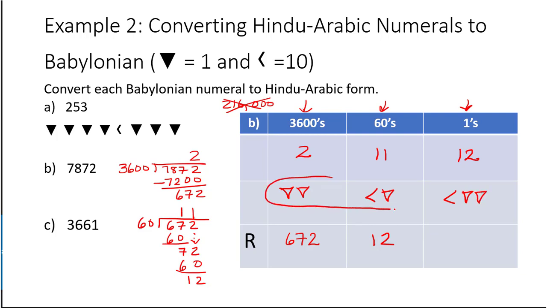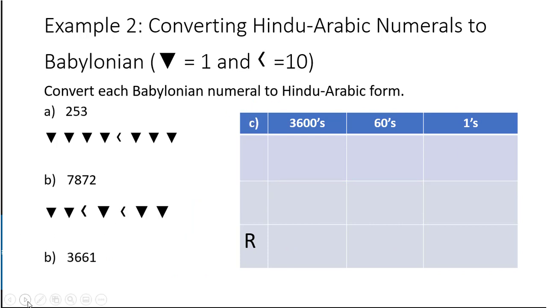So this is what the Babylonian number for 7,872 would look like. Now let's try 3,661. It's as large as 3,600 and not as large as the next place value. So how many times does 3,600 go into 3,661? Well, it only goes in once, right? And it actually leaves a remainder of 61. So we have 1, and we're going to put this symbol here for 1, and the remainder 61 we now need to divide by 60.